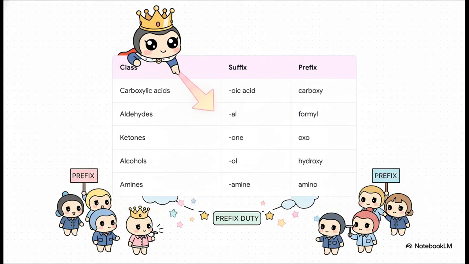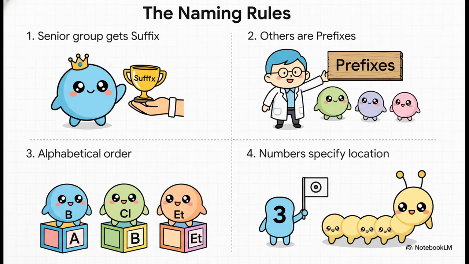Now here's what's so cool about this. There's actually a hierarchy, a pecking order, for all these different chemical groups. The group with the highest seniority, like a carboxylic acid, which is at the very top of this list, gets to be the suffix. It wins. Every other group on the molecule, it doesn't matter what it is, gets demoted and has to be named as a prefix.